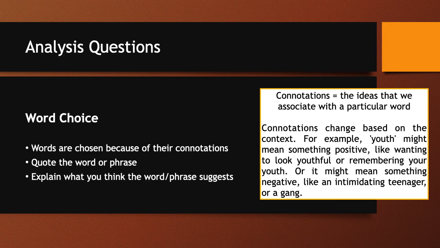So connotations change based on the context of the thing that you've read. So you can have positive or negative connotations of a word. So for example, the word youth might mean something really positive and cheerful, like wanting to look youthful or remembering how happy you were in your youth. Or it might mean something a little bit more negative, like an intimidating teenager or a gang or something like that. So it's worth bearing that in mind.